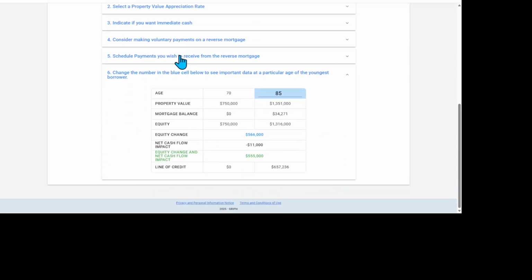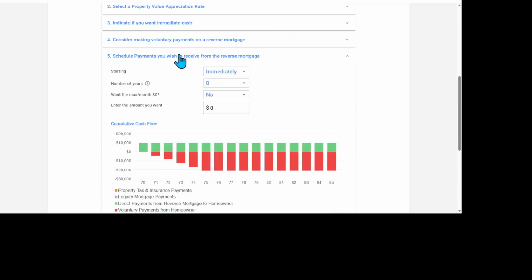Next, we're going to talk about receiving money from the reverse mortgage. So you might want to get money later on down the road in your mid-80s. Maybe you're going to need some in-home care. That happens from time to time. So you're 70 now. Let's say in 16 years when you're 86, and you say, well, I might need to have some help over a 3-year period.